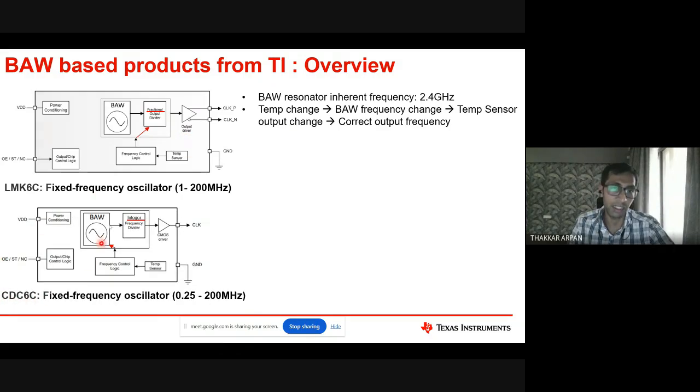Okay, so there is another part, the CDC6C. This is an even simpler device, right? By the way, why do we have this fractional divider? If you have a 2.4 gigahertz BAW, you can generate any frequency here once you program this divider. Any frequency. What is the limitation of a crystal? If you buy one crystal, it has to be of one frequency, right? It cannot generate any other frequency. Here you change the divider, and it will generate the other frequency.